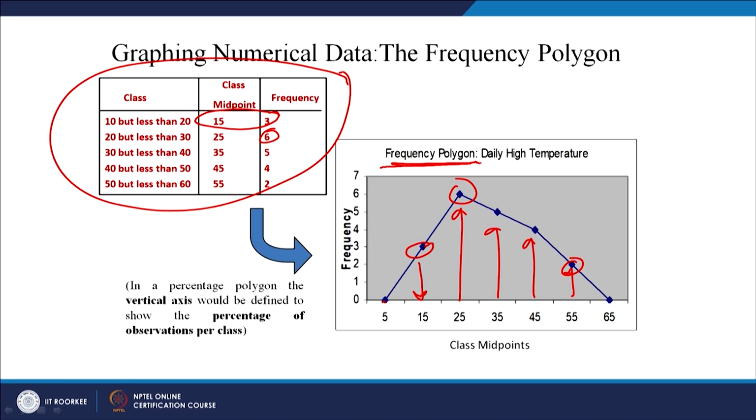How would you draw a percentage polygon? You just write percentage over here and calculate percentage in this column, and in the next column you can calculate cumulative percentage. Okay. So, with this let me summarize what we have done today. We have seen different methods of data presentation as far as categorical and numeric data are concerned. We will look at some more methods of data presentation in the next class. Thank you very much.